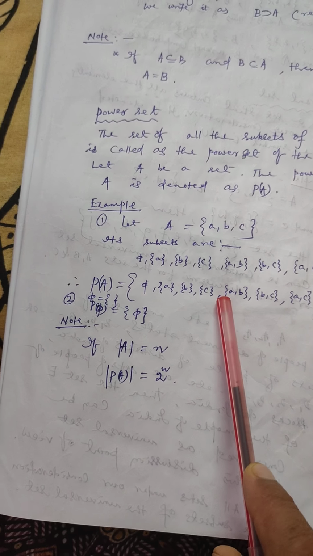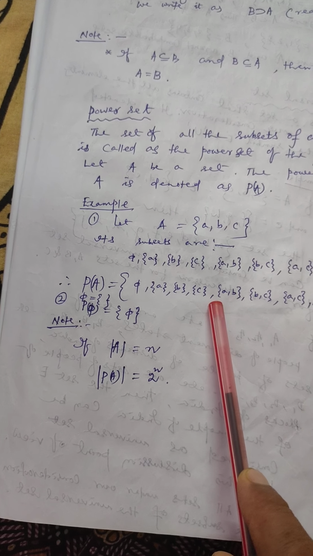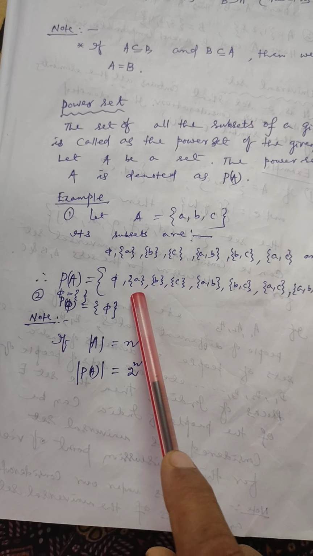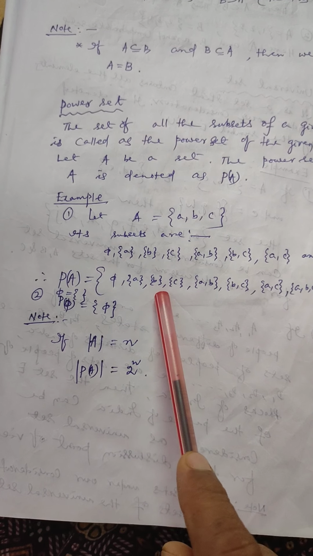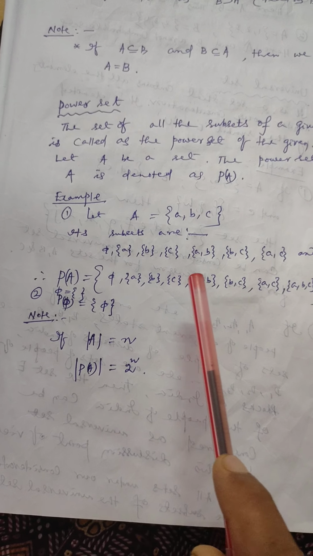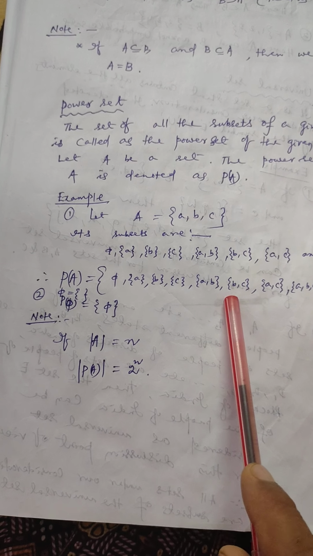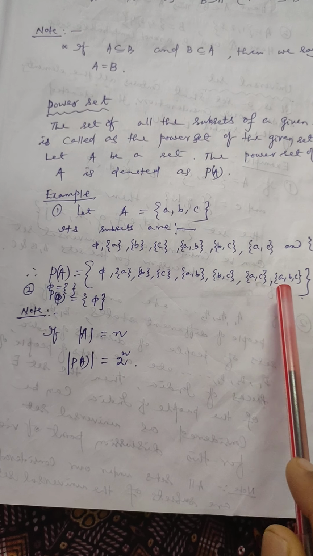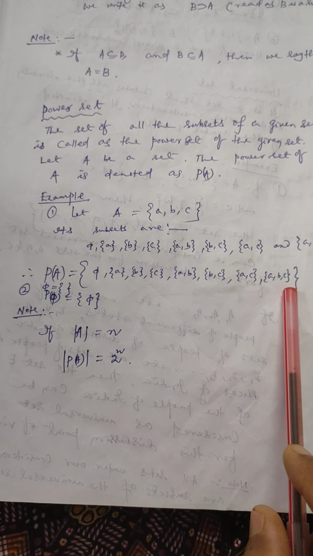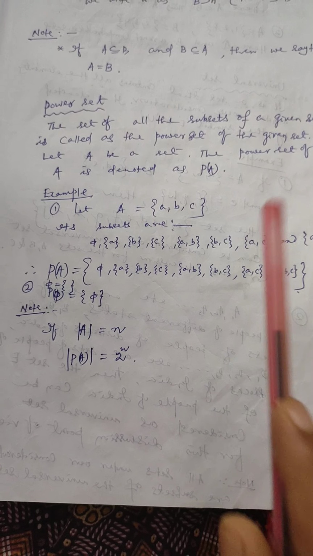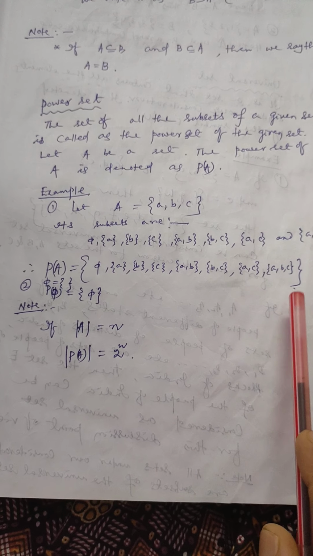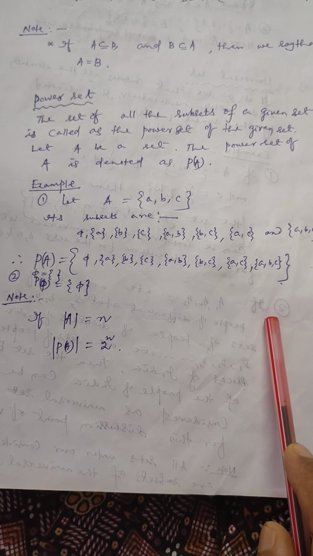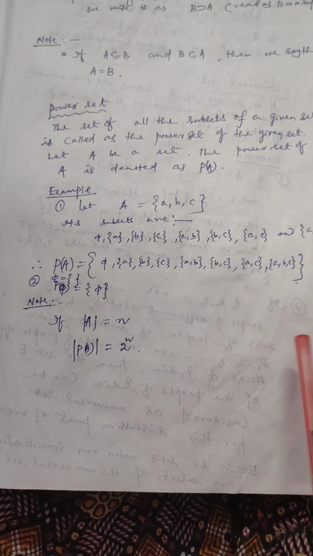Here the power set of A will be the set of the sets phi, set with element a, set with element b, set with element c, set with elements a and b, set with elements b and c, set with elements a and c, set with elements a, b and c. Here we see that A has 3 elements, whereas the power set of A has 8 elements, that is equal to 2 to the power 3, or 8.